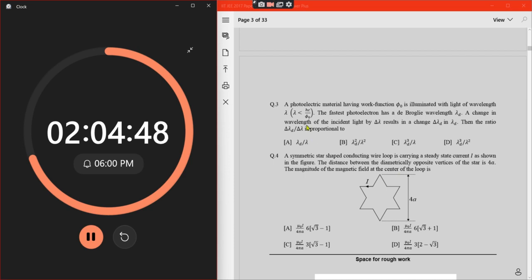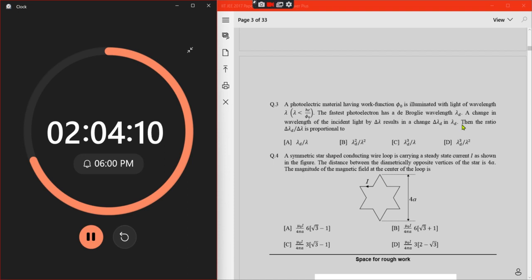hc upon lambda is bigger than the work function. A change in wavelength of the incident light by delta lambda. Okay, got it. hc upon lambda minus the work function is equal to whatever the energy of the photoelectron is. The momentum was h upon lambda, and the kinetic energy, half mv squared, is p squared upon 2m. So this is h squared.